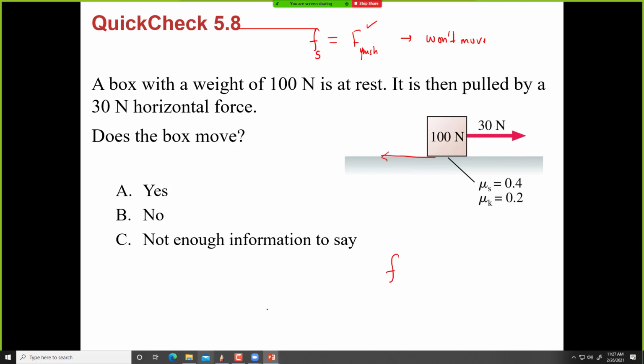So the maximum static friction is given by this formula. The friction force applied by the surface is the coefficient of static friction times the normal force. So in this case, the coefficient of static friction is given as 0.4.